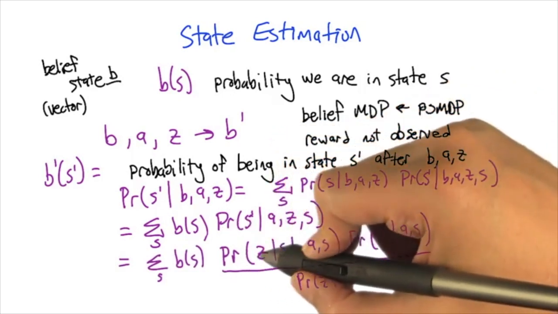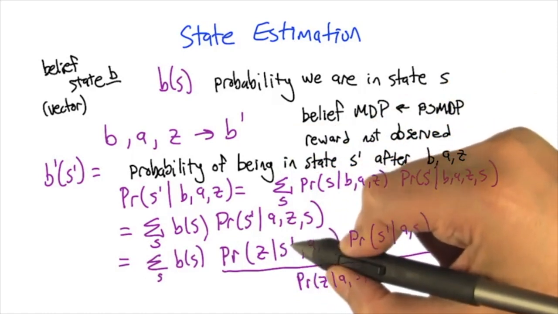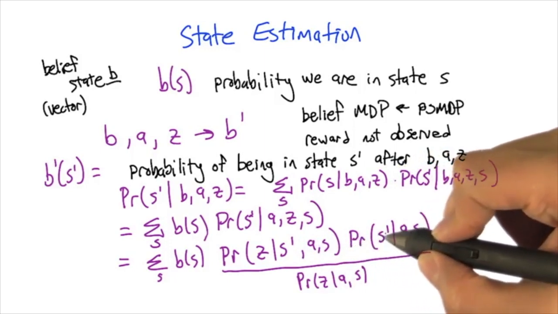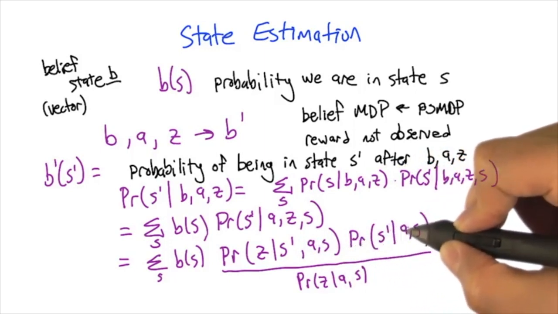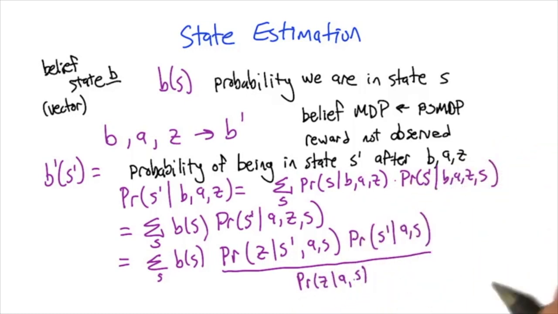So that gives us the probability of making an observation given the state that we arrived in, S prime, carrying over the A and the S, times the probability that that's the state we ended in, given A and S, divided by the normalization factor, the probability of the observation given A and S.